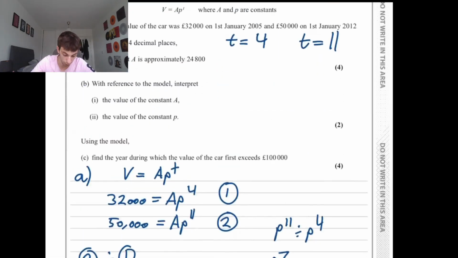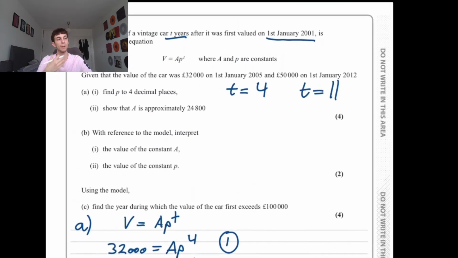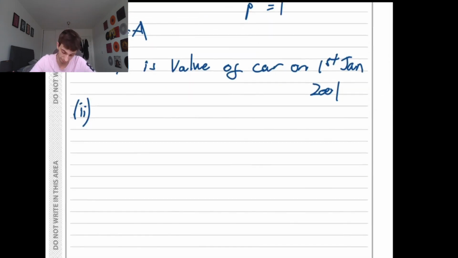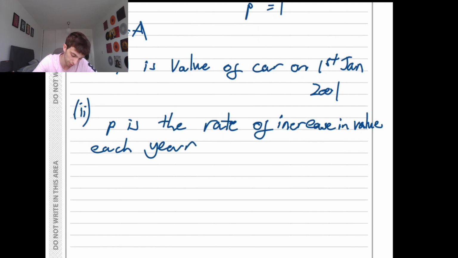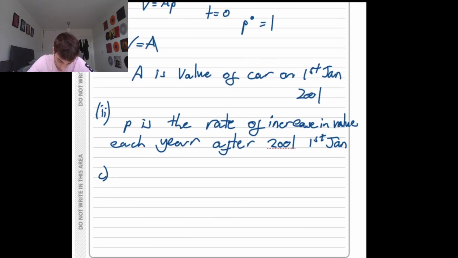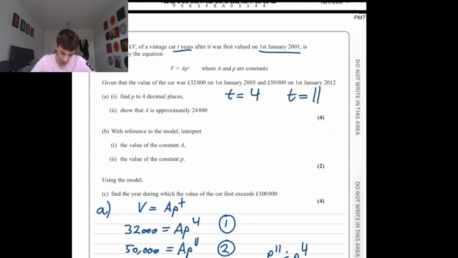Now looking at what P is: every year we multiply our value by P, because we're increasing that power every time by 1 for each year after 2001. So P is the rate of increase in value each year after 2001. The key bit is the rate of increase in value. Each year after 2001, or we can say 1st of Jan if you want to be specific. But that is exactly what you need to do for part B. Nothing too tricky there. Let's continue on.